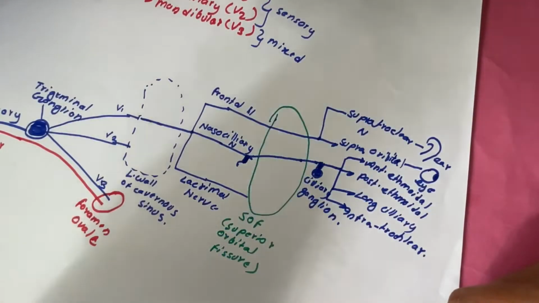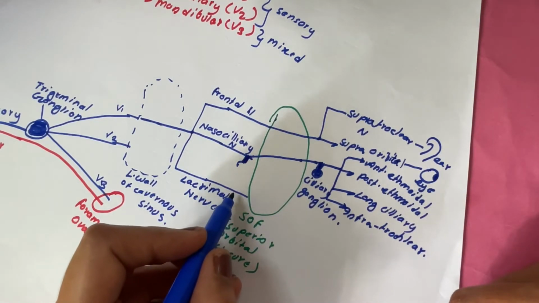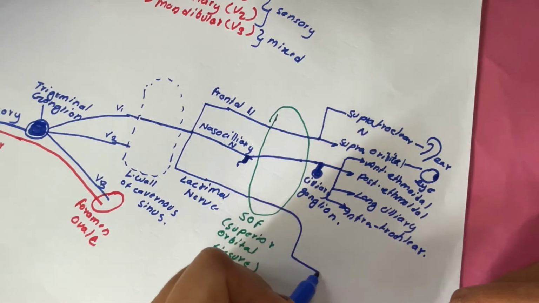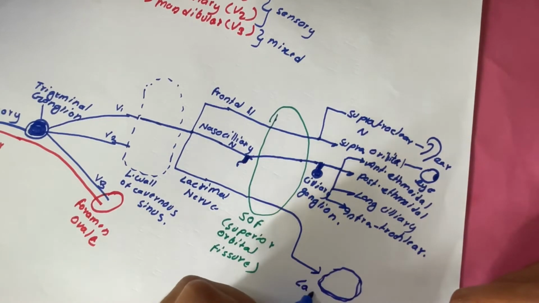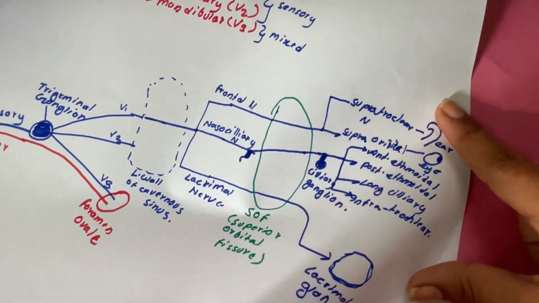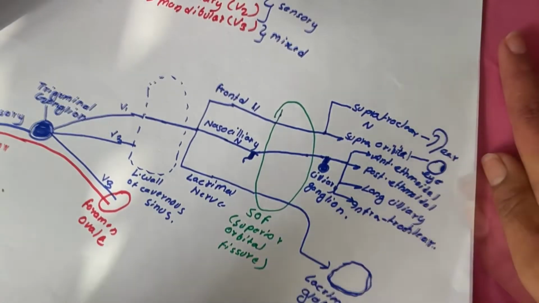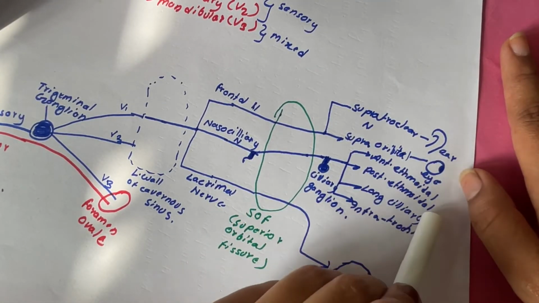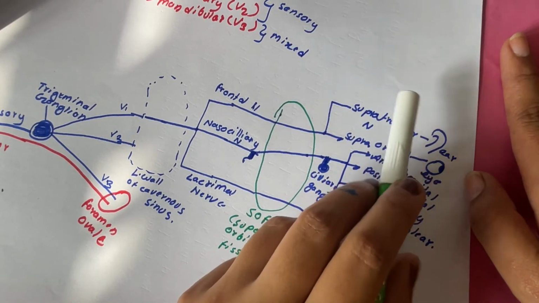Now, after passing through the superior orbital fissure, the lacrimal nerve gives a branch to the lacrimal gland. And another important thing is that these two, anterior ethmoidal and posterior ethmoidal, go upward to the anterior cranial fossa.